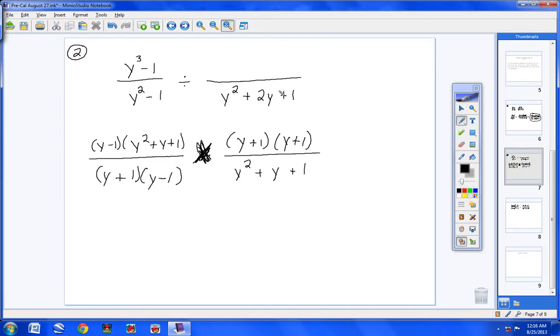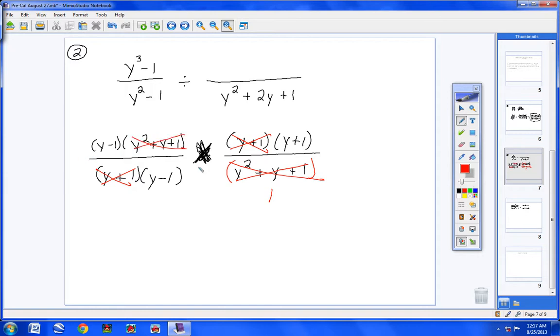So step 1, factor everything as much as possible. Step 2, flip a fraction, if you're dividing. We did that. Now step 3, you can cross cancel. For example, see this y plus 1 right here? I'm going to use red so it stands out. This y plus 1 cancels with this y plus 1. Hey, look at this. This is a whole trinomial. Y squared plus y plus 1. Look at this whole trinomial. Y squared plus y plus 1. So that whole trinomial cancels with this, leaving the 1 here. Everything's gone.